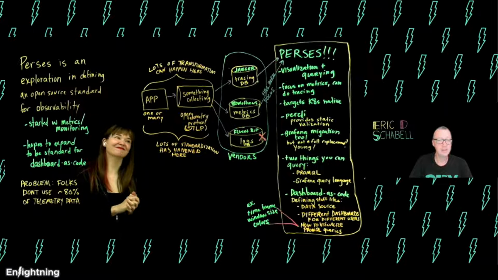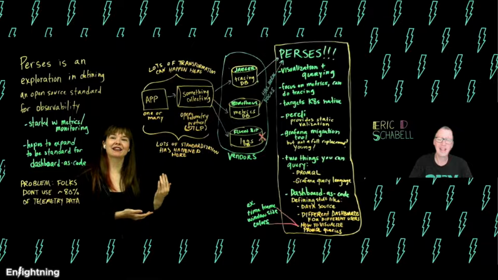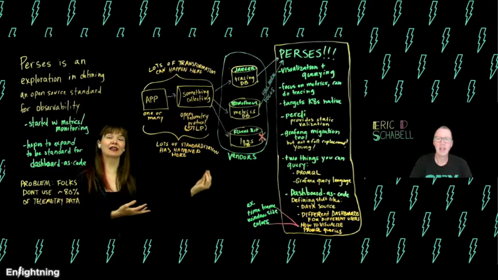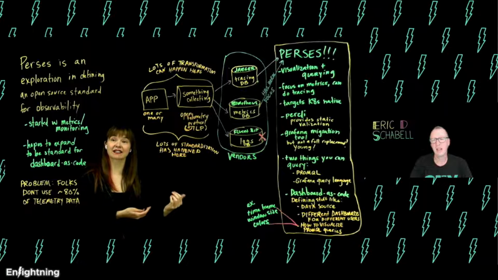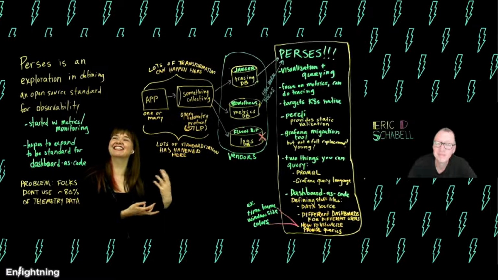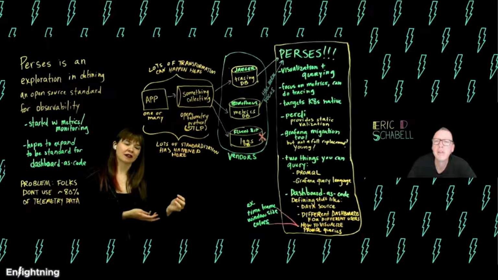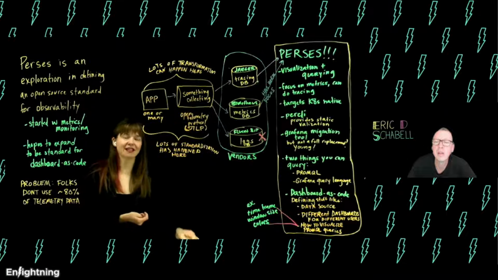Yeah. CRDs. So Perses, you're calling it an exploration because you want it to be not only software, but really a standardization. Yeah, that's the dream. It's the dream. So Perses is an exploration in defining an open source standard for observability. Should we say for observability dashboards? Visualization is what I would say, observability visualization.